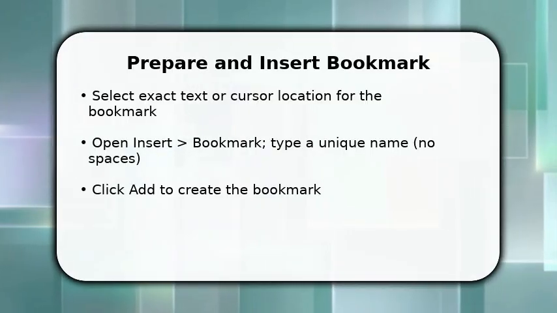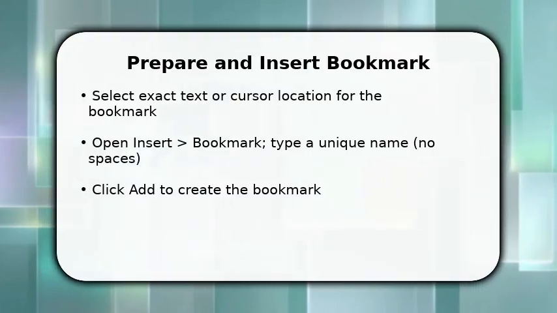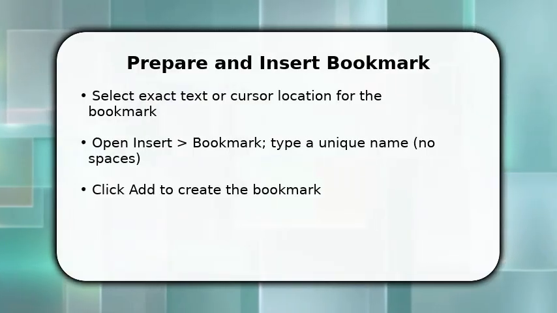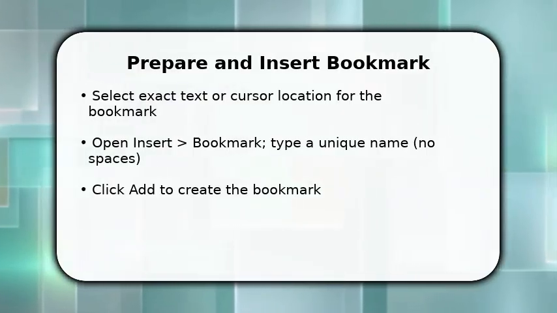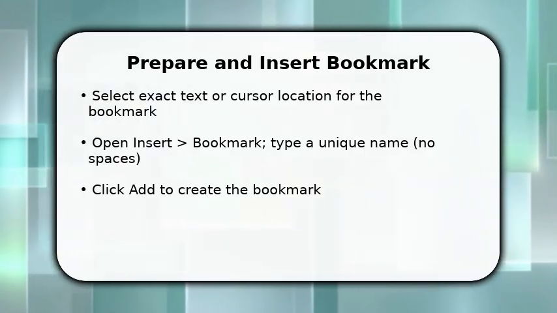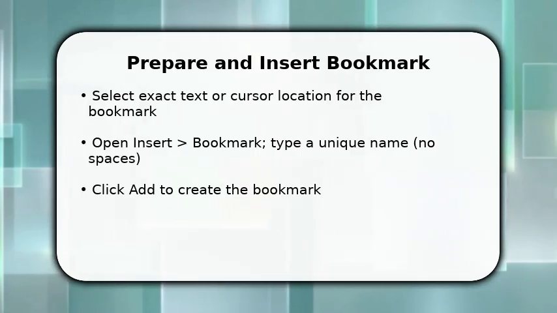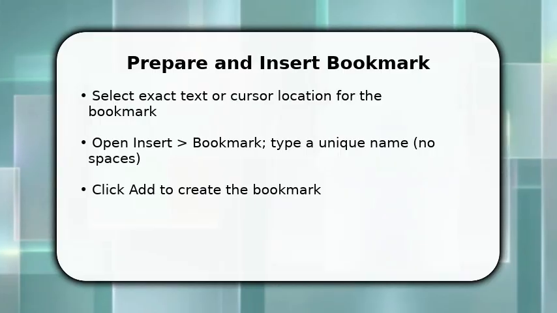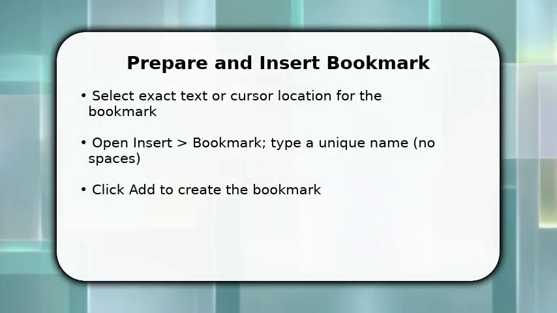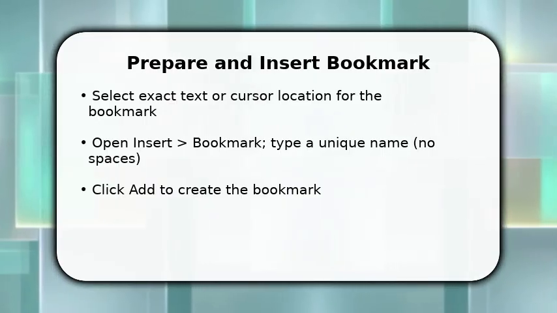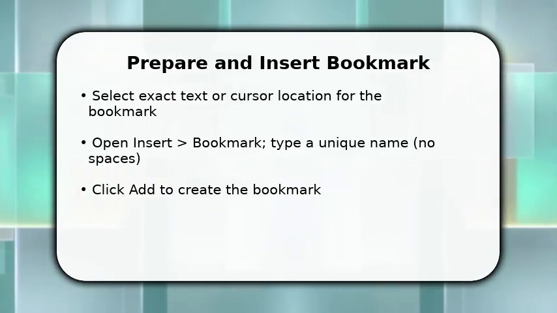You start by choosing the exact text or cursor point you want to target. This is critical because bookmarks reference a location, not a style. Once selected, go to Insert then Bookmark, type a concise name with no spaces so Word accepts it, and press Add to create the anchor. You do this now so links later point correctly. Make sure names are unique across the document. Once done, keep the bookmark name visible, or note it to use when creating the linking hyperlink next.